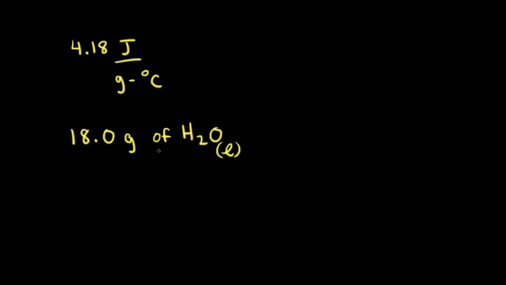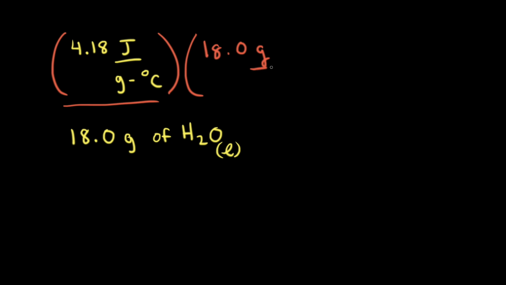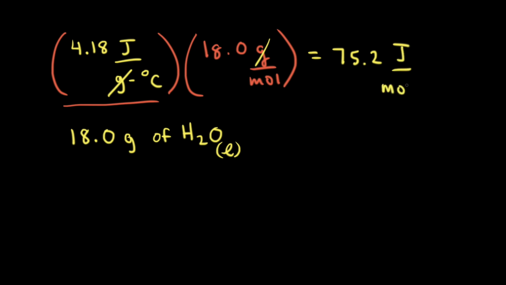Next, let's calculate the molar heat capacity of water from the specific heat. If we multiply the specific heat of water by the molar mass of water, which is 18.0 grams per mole, the grams will cancel out, and that gives us 75.2 joules per mole degree Celsius. And so this is the molar heat capacity of water.